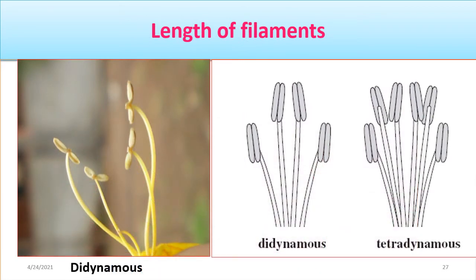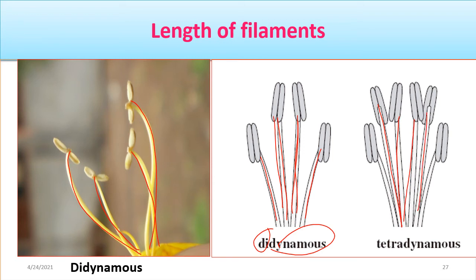Length of the filament can be seen in this slide, where this is long and this is short. Here similarly you can see two filaments are long and remaining two filaments are short. As two are long, that is called di, and dynamous means long. Similarly here you can see four are long and two are short. Because of four it is tetra, and dynamous means long. So four long and two short, that is called a tetradynamous condition.